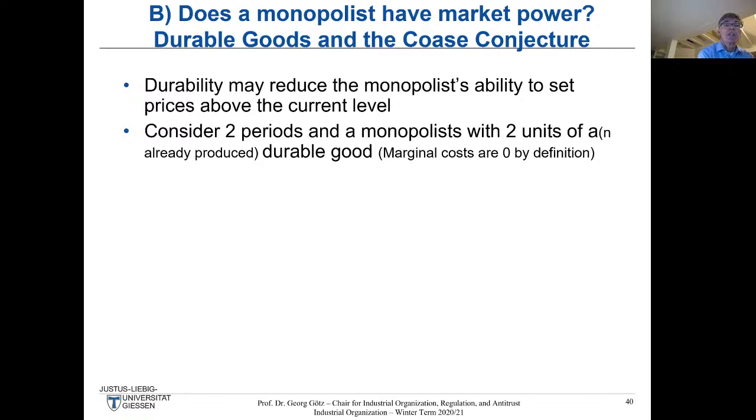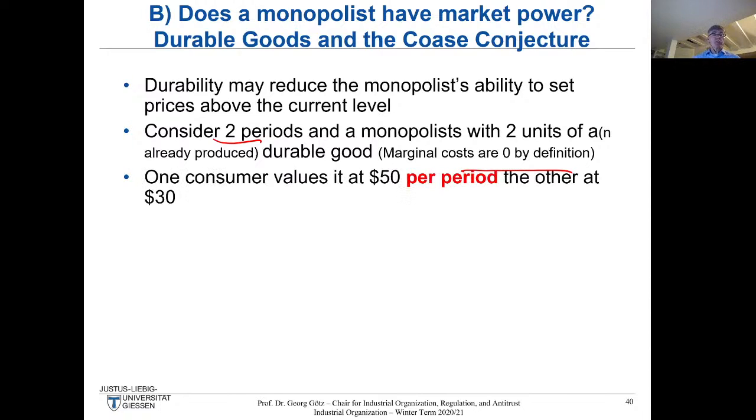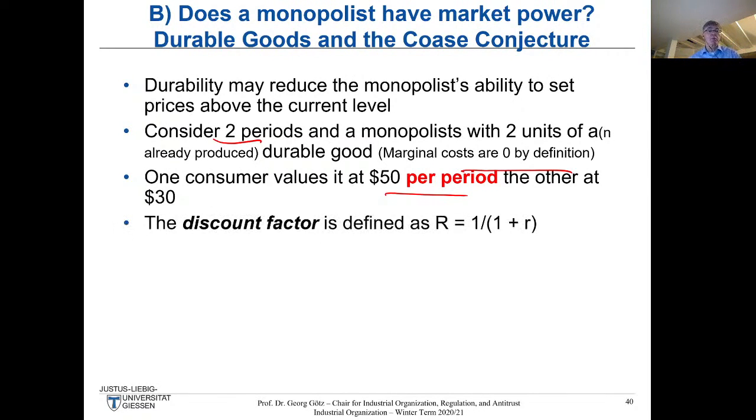So the point is, consider we have 2 periods, so we need a dynamic problem. And we have a monopolist with 2 units of a durable good. These 2 units are already produced, so the marginal costs are 0, they are sunk. Okay, you have 2 units of this durable good. And now you have consumers. One consumer values this product at $50 per period. The other at $30 per period.